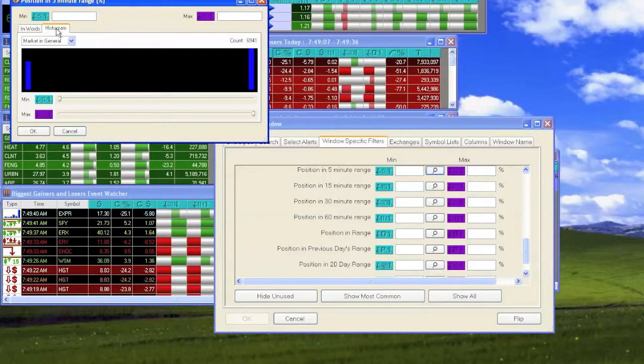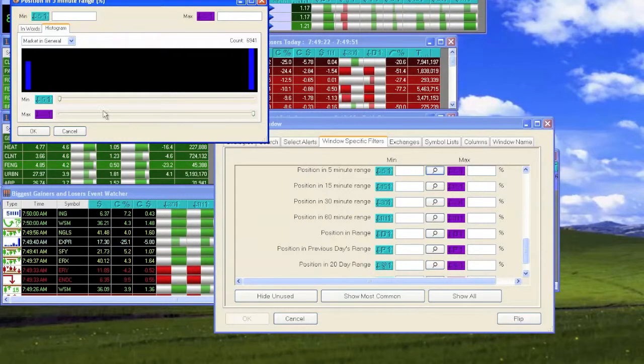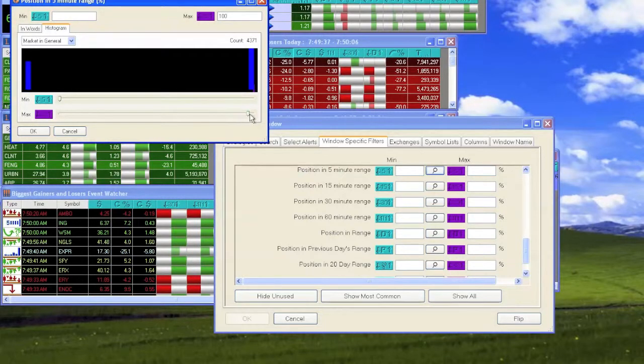Now the 5-minute position and range. This shows even more of a difference. Some are up and some are down. Let's look more closely. See how there are about 7,000 stocks we're watching? And how there are only a little over 4,000 that are between 0 and 100 in the last 5 minutes. The rest, there just isn't any data. They haven't moved at all in the last 5 minutes.